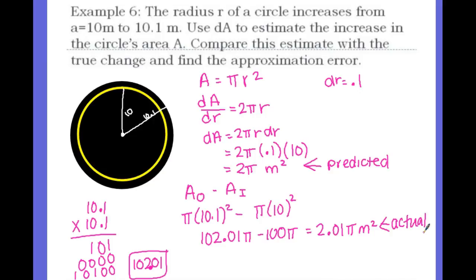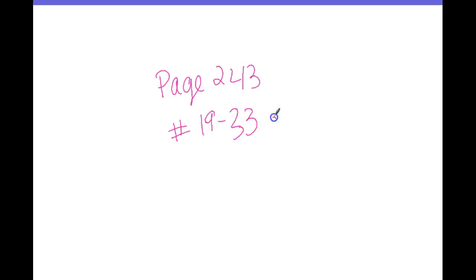All right, looks like I shortened your homework on here. I think 19 to 33 is less than 19 to 25. So let's do 19 to 33, odd. It's not bad. I did it all in front of the handout.